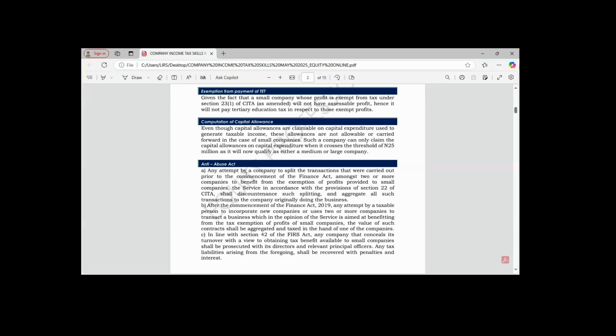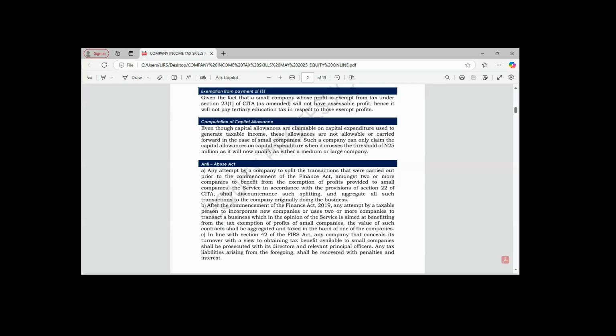The same set of directors. And these companies are doing the same business. The reason why they incorporated these three companies is because they want to ensure that the turnover per annum does not exceed 25 million, in order to avoid the payment of tax.